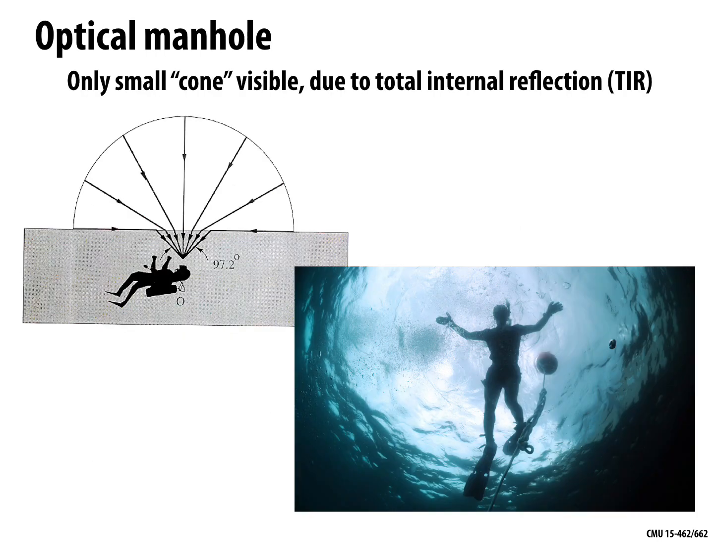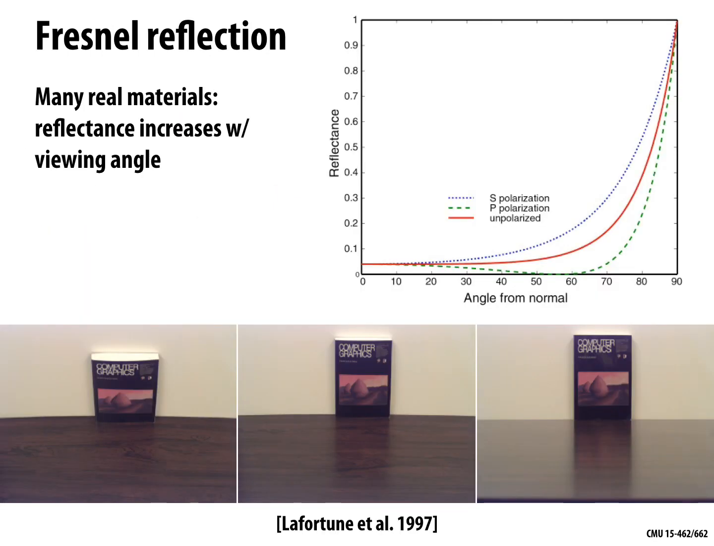And you can see this phenomenon, for instance, if you're diving under the ocean, you can look up and you'll just see this kind of cone of directions where you can see through the surface of the water. All the rest of the light is getting reflected back down. And so if there's no light sources underneath the water, you get this kind of dark shadow on the outside. There are lots of other optical phenomena to account for when thinking about the behavior of real light. For instance, in a lot of real materials, reflectance is going to increase with the viewing angle. So that's something you want to model in your scattering function.